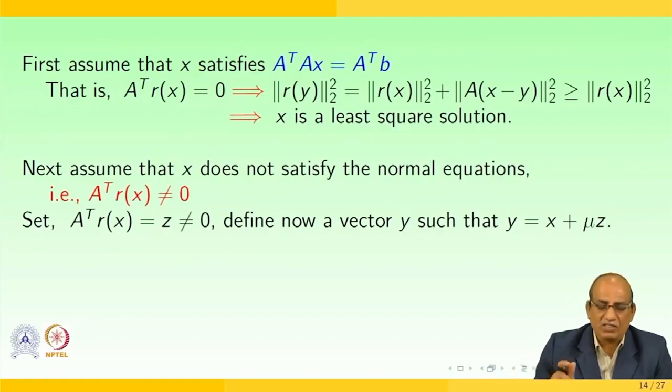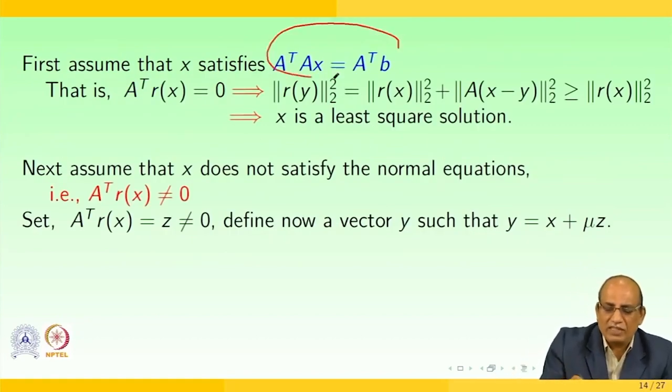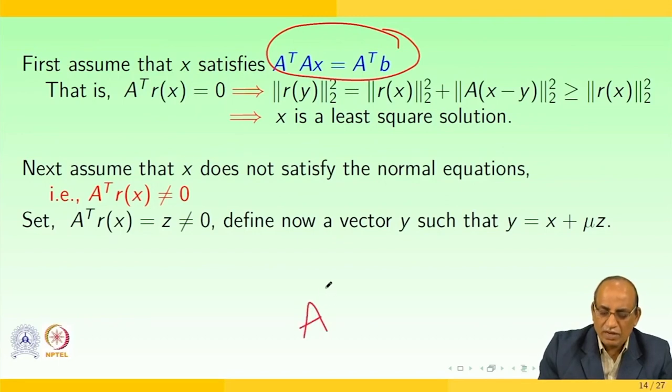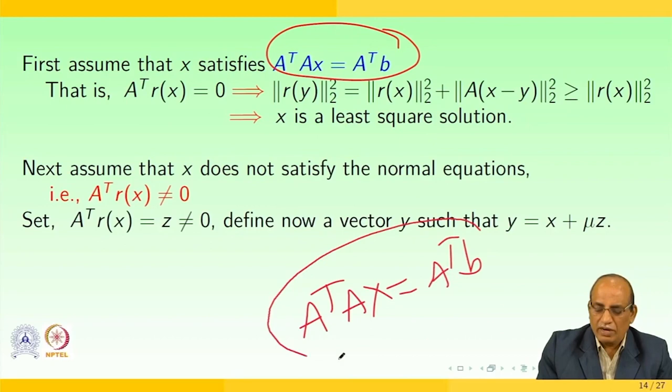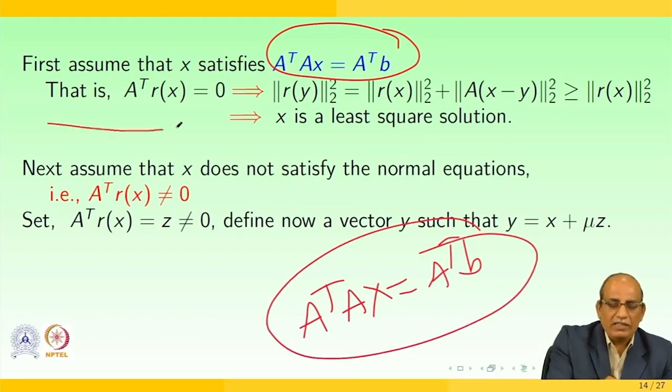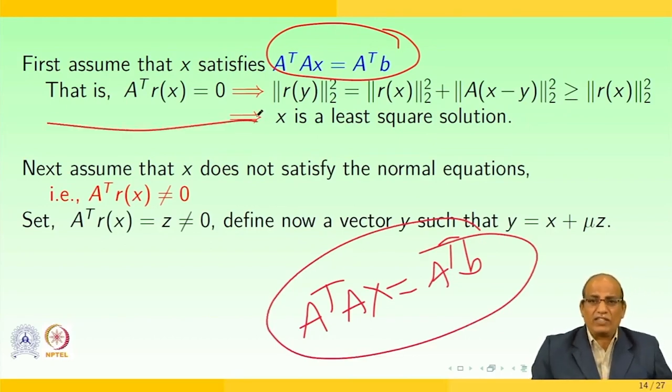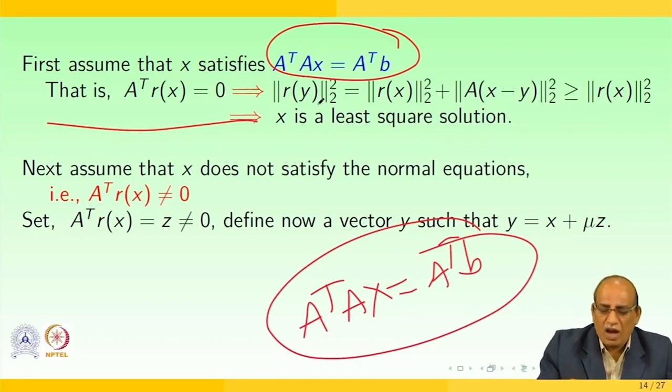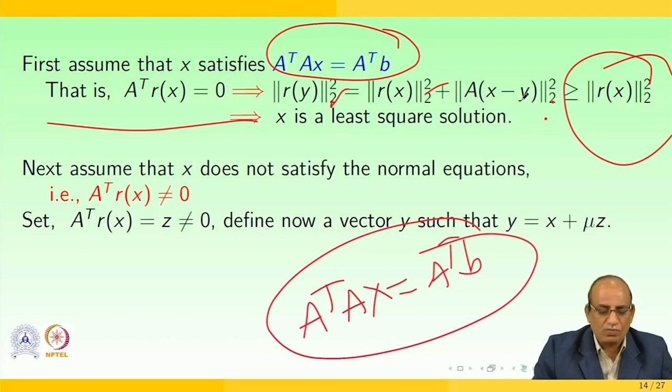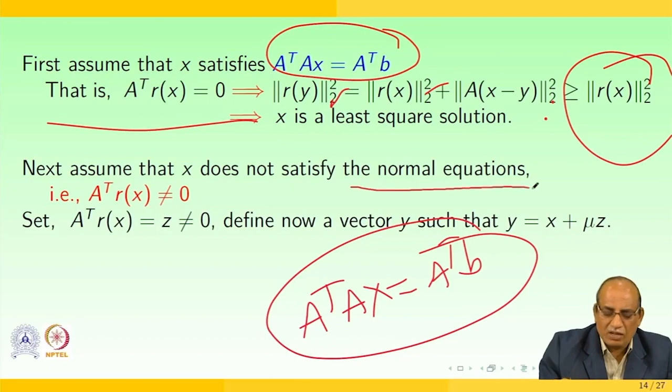And first, assume that x satisfies this equation, that is, A transpose A x is equal to A transpose b. That is, A transpose of r(x) is zero, and the 2-norm of r(y) squared is equal to the 2-norm of r(x) squared plus the 2-norm of A(x minus y) squared, which is greater than or equal to the norm of r(x) squared.